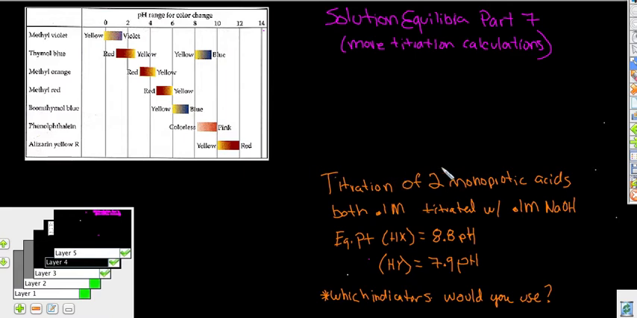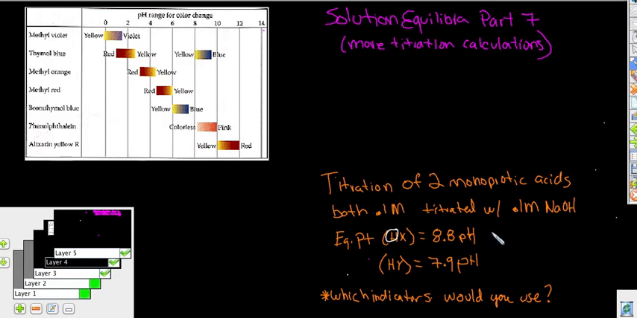So if I'm looking at the titration of two monoprotic acids, both of them are 0.1 molar, and I titrate them with a 0.1 molar NaOH, so I've got a 1-to-1 situation. I find that the first acid gives me an 8.8 pH, and the second acid gives me a 7.9. So I name those acids, putting the H in front, HX and HY, to separate them.